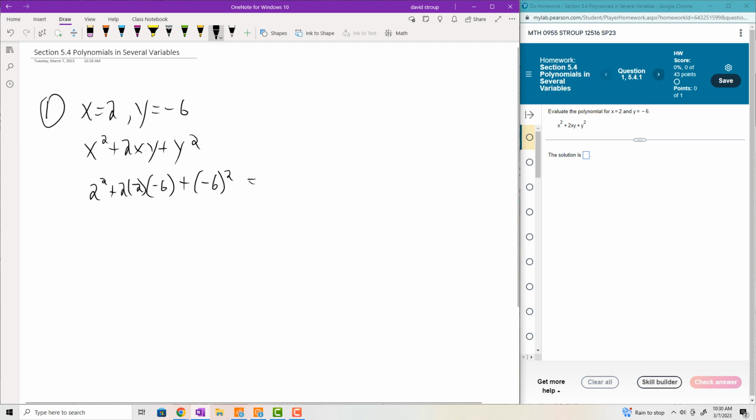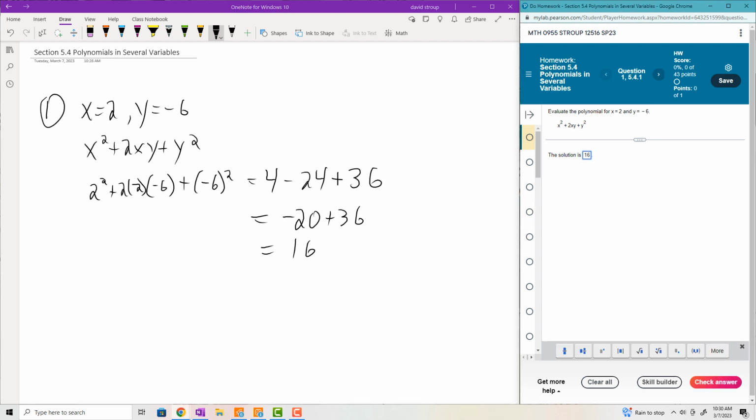So 2 times 2 is 4, plus 2 times -6. That'll be minus 24. And then -6 squared, negative times negative is positive. 6 times 6 is 36. And then 4 minus 24 is -20. -20 plus 36 is 16. So you're just plugging and chugging. Okay.